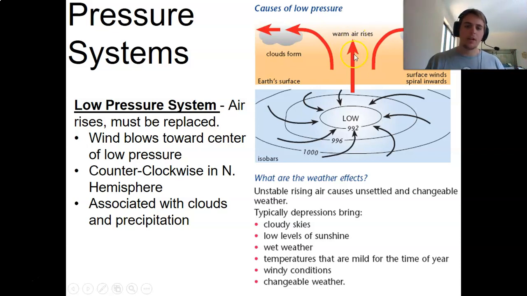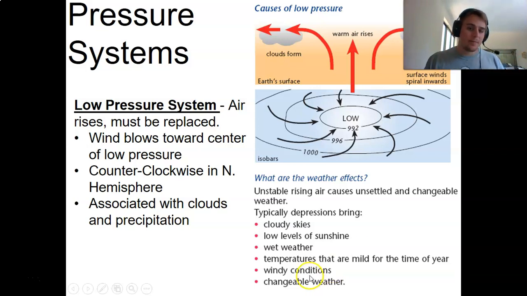So usually with low pressure systems, you're going to see cloudy skies, low levels of sunshine, very wet weather, relatively mild temperatures. Usually it's not one extreme or the other, just kind of in the middle.